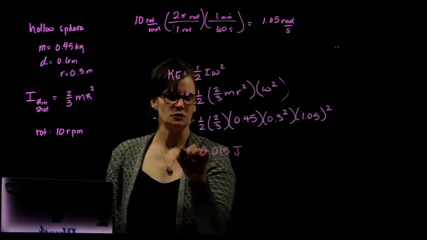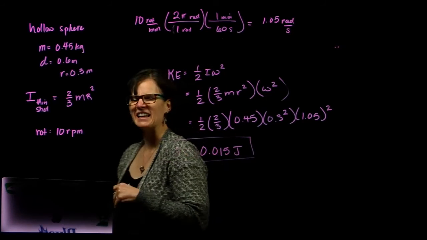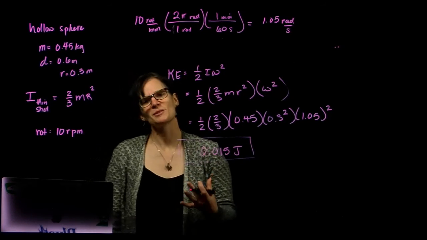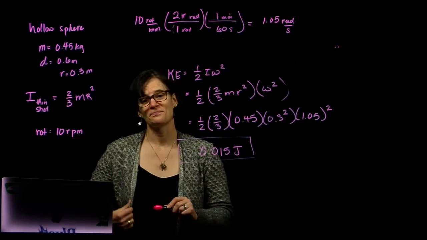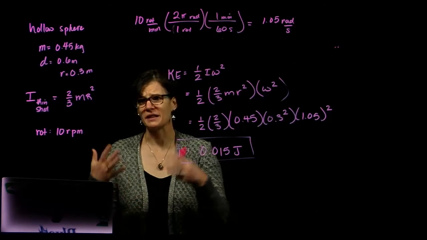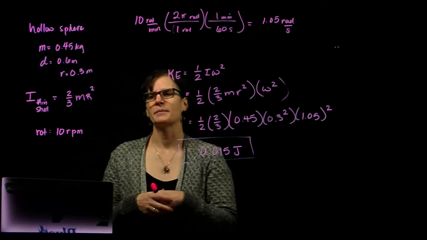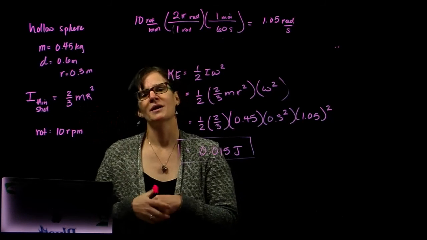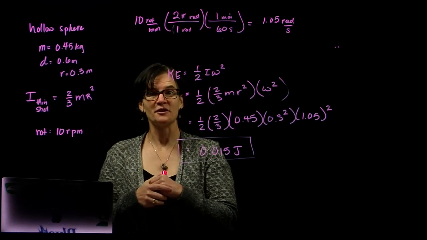0.015 joules. So recognizing what the important features of kinetic energy are, recognizing the object we have, and that gives us an indication of the moment of inertia. Here we had a thin spherical shell. It was rotating about its axis, so that's an important element as well when we look up our rotational inertia equations. All right, good job.